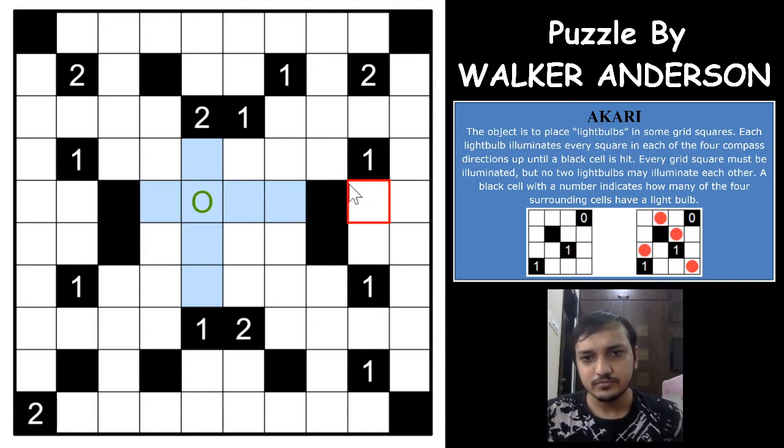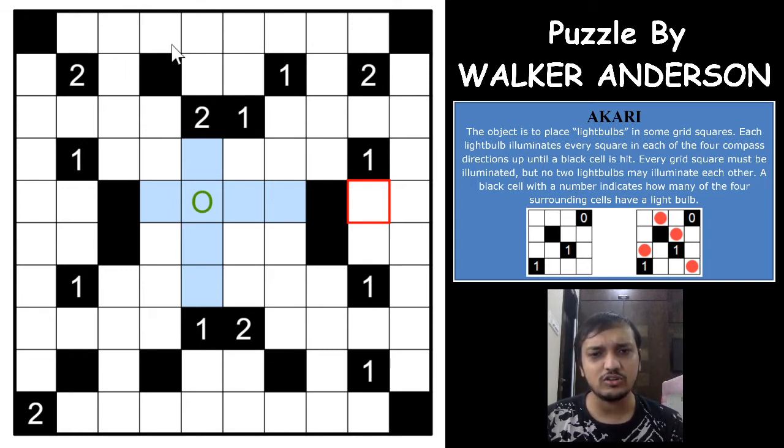And the numbers in the grid indicate the number of light bulbs in the orthogonal cells. So for example, if you see these two, there are 4 orthogonal neighboring cells near to it, out of which 2 have to be light bulbs, right?